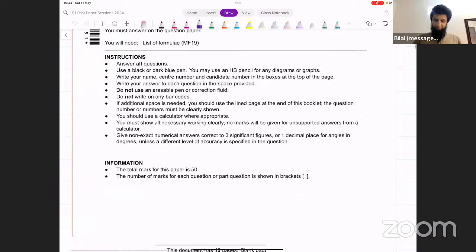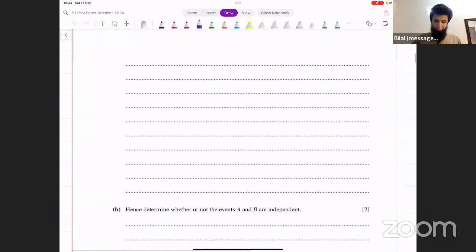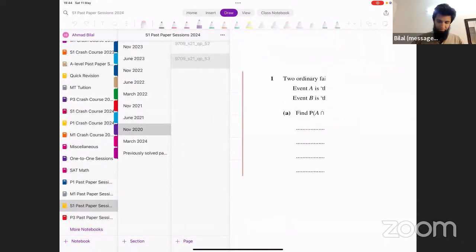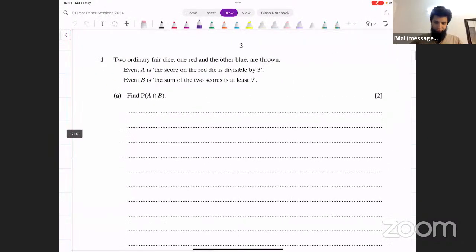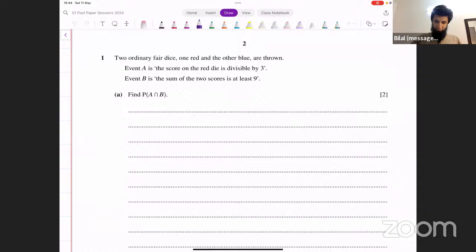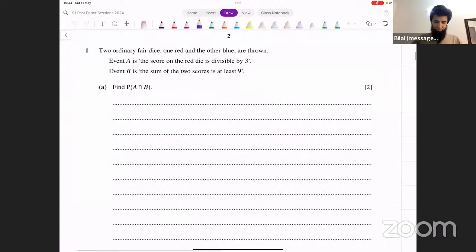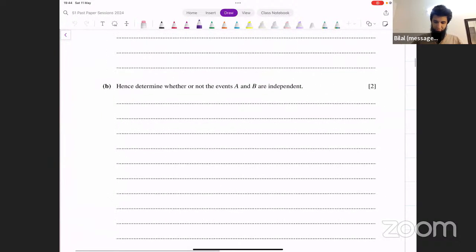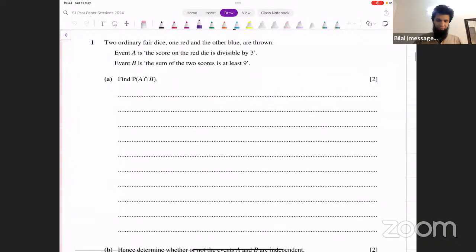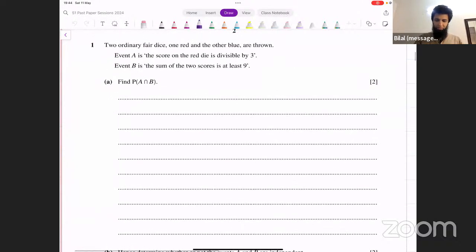All right. Okay, so first question looks fairly straightforward. You need to make sure that you understand this notation. Intersection means when both of those conditions are true at the same time.